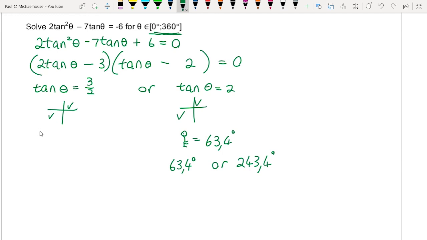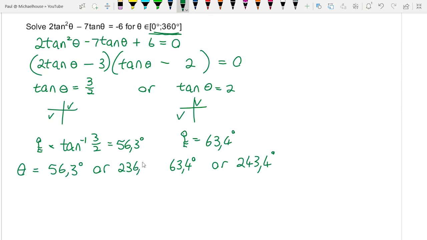This one over here, we're going to need to find our key angle by going shift tan of 1.5. And we get 56,3 degrees. So the possibilities here are that theta equals 56,3 degrees or 180 plus 56,3 degrees, which is 236,3 degrees, or that, or that. So a total of 4 solutions for this trinomial.